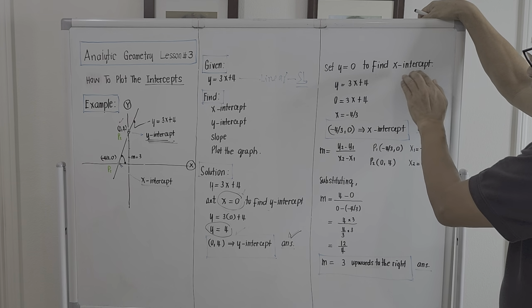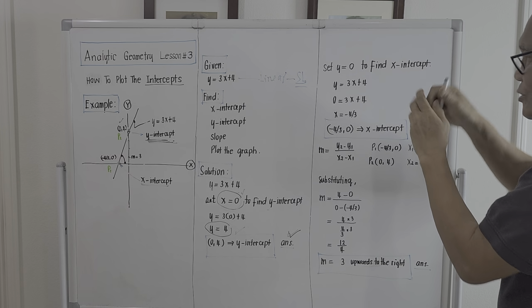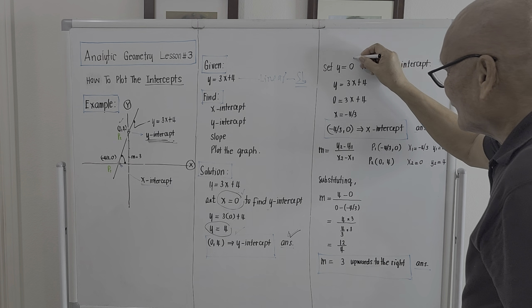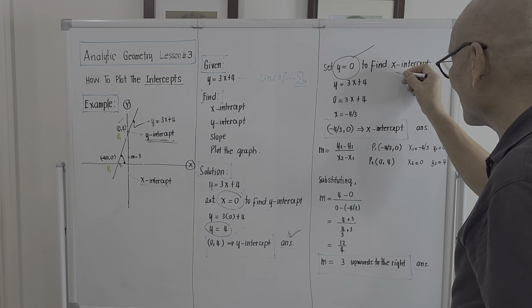To compute for the x-intercept, we will set y equal to 0. Why do we set y equal to 0 to find the x-intercept?